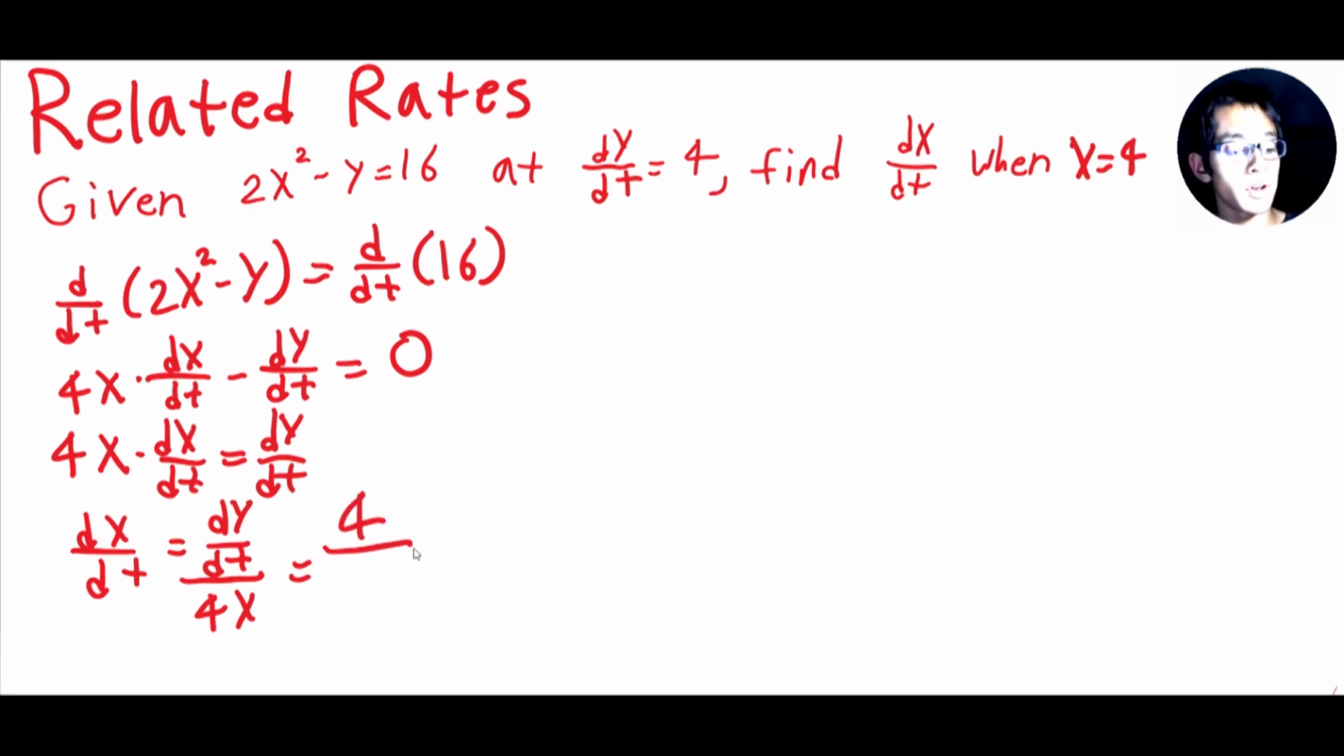And we're also given the value of x that we want, which is x equals 4. So 4 times 4 is 16. So our final answer is 1/4. So in summary, given the equation that 2x squared minus y is equal to 16, and we also know that dy/dt is equal to 4, we concluded that when x equals 4, dx/dt is equal to 1/4. And this uses a lot of implicit differentiation, so it's important to know.